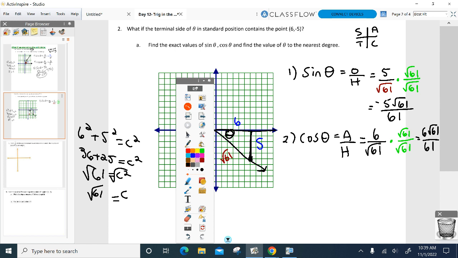Can't cross anything out. That's as far as you go. I'm leaving it positive because it's in the 4th quadrant and it's cosine. Dylan.